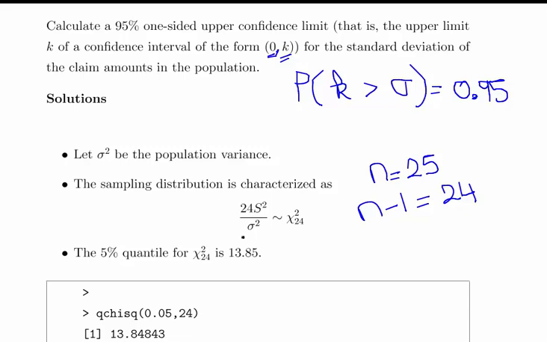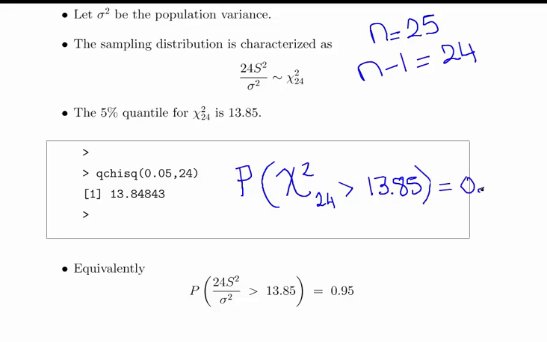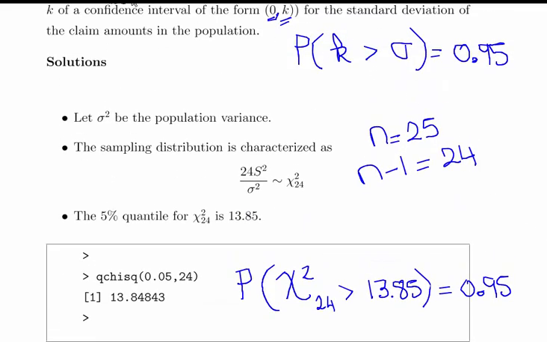Now, this is a little bit of guile here. What I'm going to do is start off and say that the 5% quantile for chi-squared with degrees of freedom 24 is 13.85. I'm going to use R for this, but what I'm saying here is the probability of chi-squared with 24 degrees of freedom being greater than 13.85 equals 0.95. Now, just recall that this chimes with what we're looking for up here.